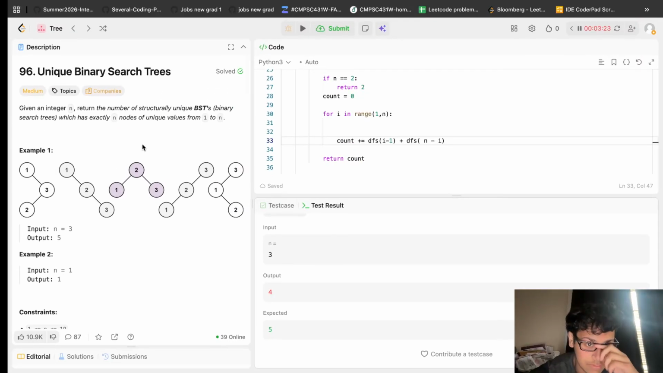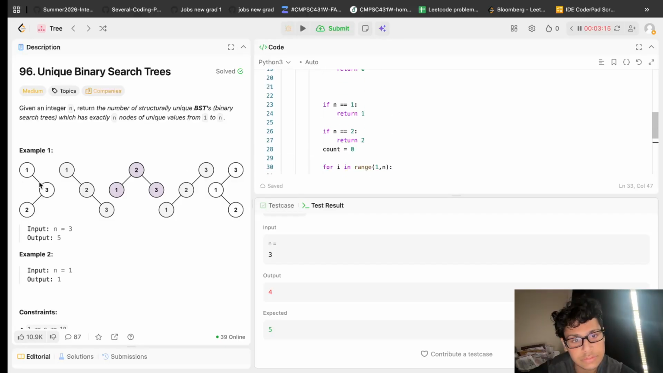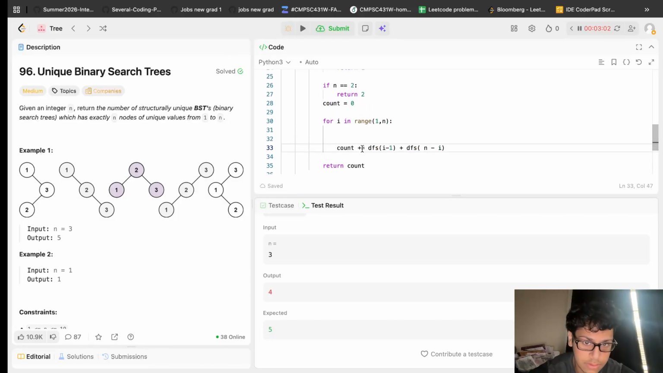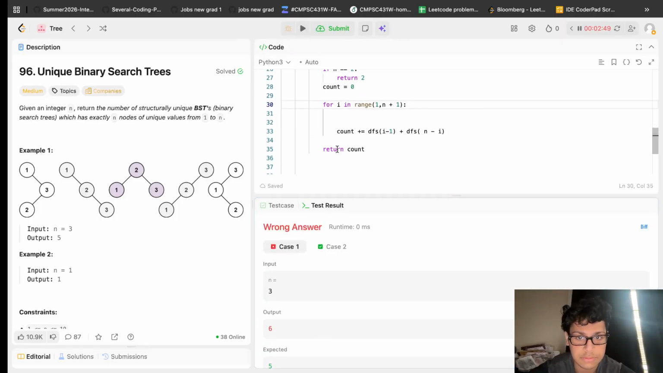Let me see if my algorithm even works on this. So 1, we have 0, 1, if 1 as a root contributes to 2 trees, right? So for I in range 1 to n, oh, that's why, n plus 1. Looks like we double counted now, but we do want to consider 3.